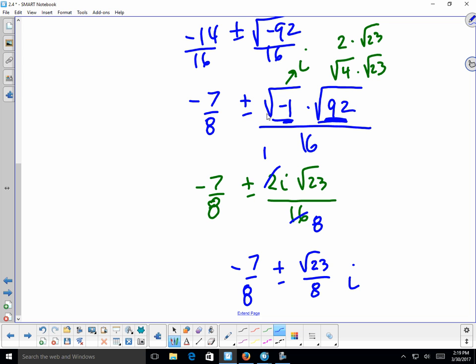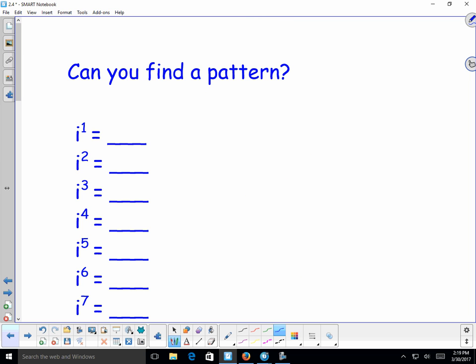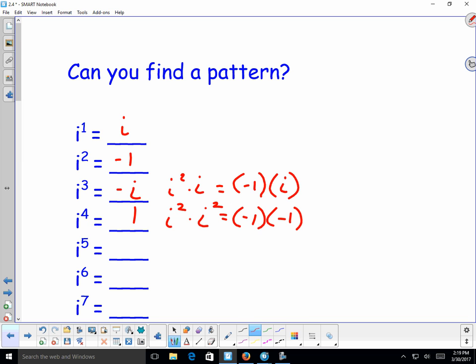Okay, last thing, I want to get back to this one. For here, it says, can you find a pattern? If you have i to the first, we know that's just equal to i. i squared is equal to negative 1. i to the third is really i squared times i, so wouldn't that be just negative 1 times i? Negative i, so opposite of i. And how about i to the fourth? Well, that's i squared times i squared, so that's negative 1 times negative 1, which is a positive 1.